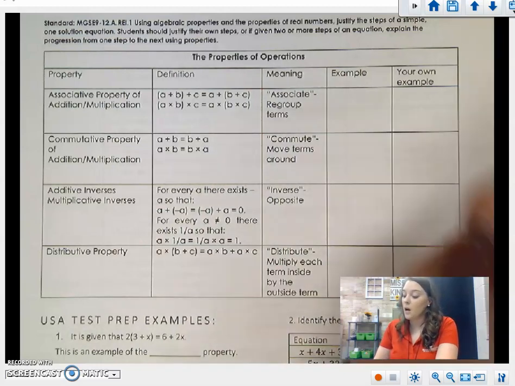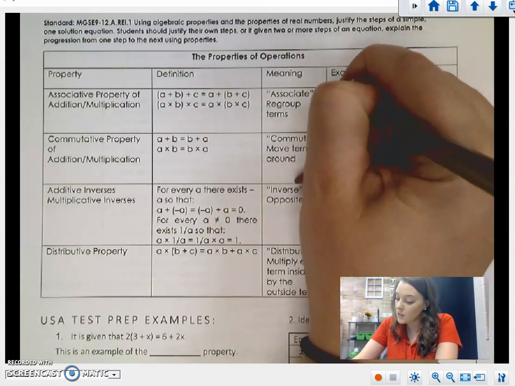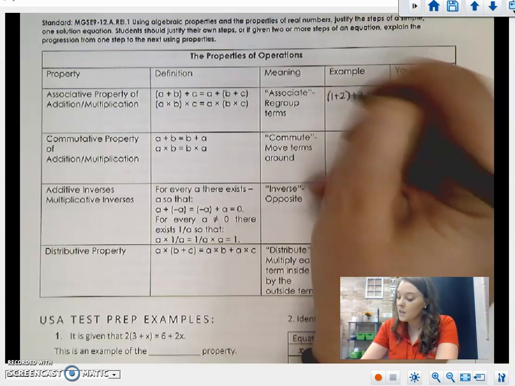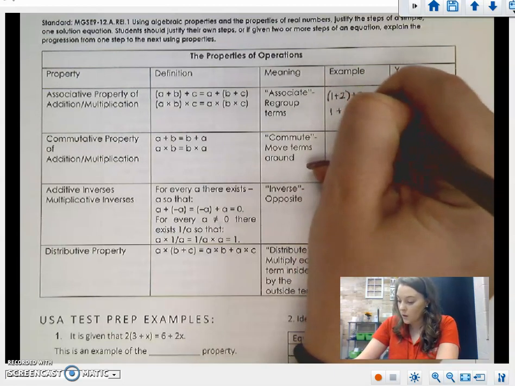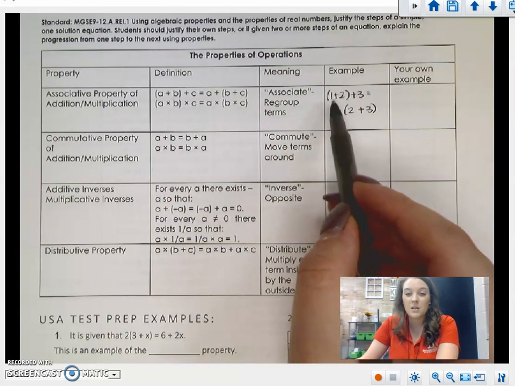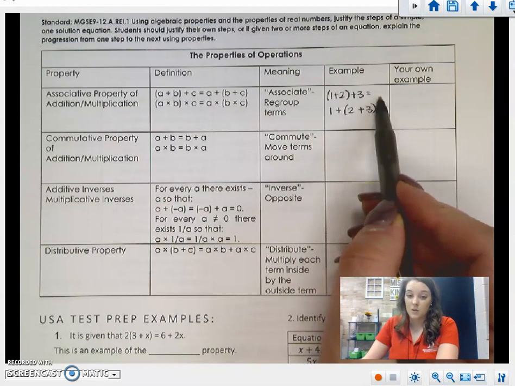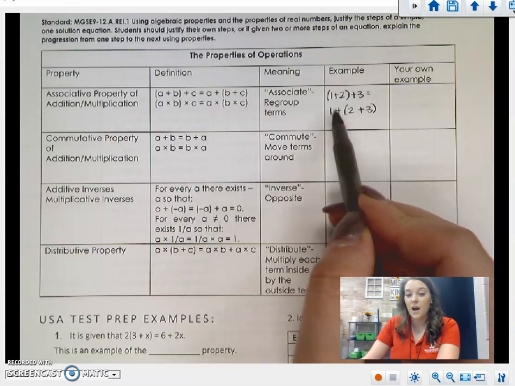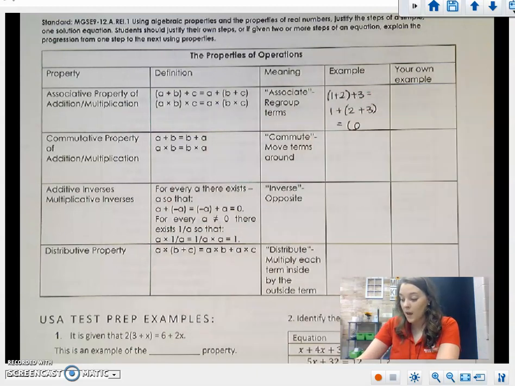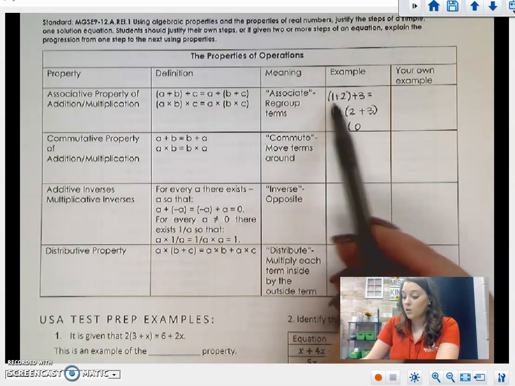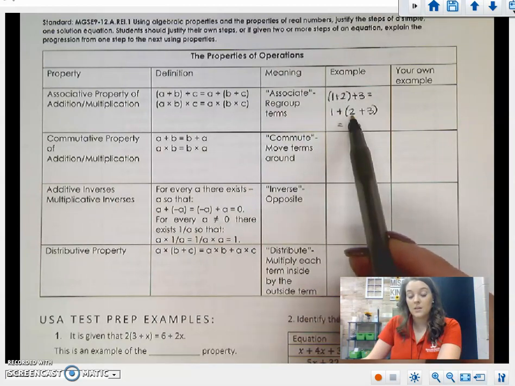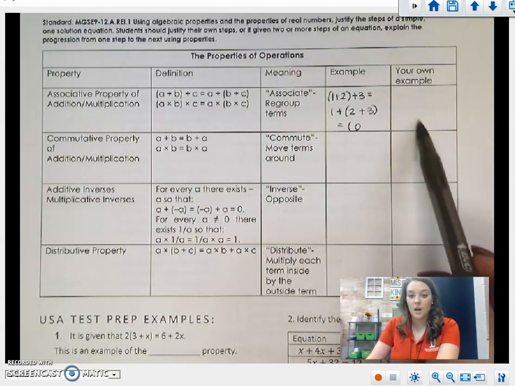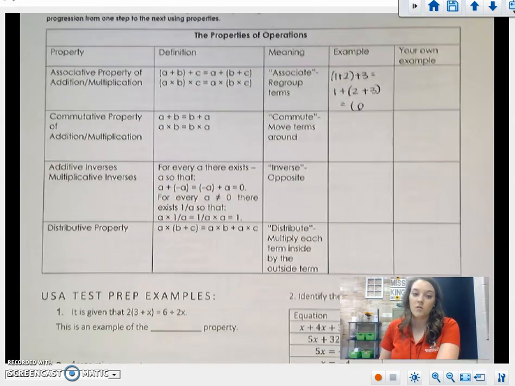So the example I will give will be an addition example, and I'll say that the quantity of 1 plus 2 plus 3 is equal to the quantity of 1 plus the quantity 2 plus 3. And if you think about this, 1 plus 2 is 3, plus 3 equals 6. Or you could say 1 plus the quantity of 2 plus 3. Well, 2 plus 3 equals 5, plus 1 equals 6. So either way, the answer is 6. So we grouped the 1 and 2 here, and then in the second one, we grouped the 2 and 3, and that's the associative property. So you can come up with your own example right here so that you can remember the associative property.